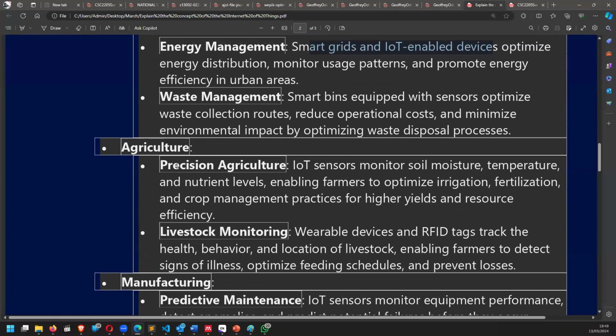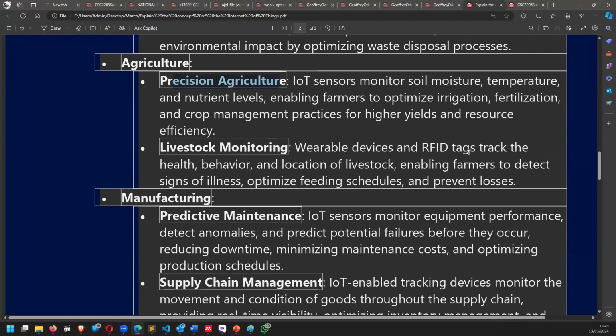In agriculture, you talk about precision agriculture, IoT monitors soil moisture, temperature, and nutrient levels. Then livestock, you say it is being used to track health, behavior, and locations of livestock. This livestock can even be wildlife, they can also be tracked using IoT.